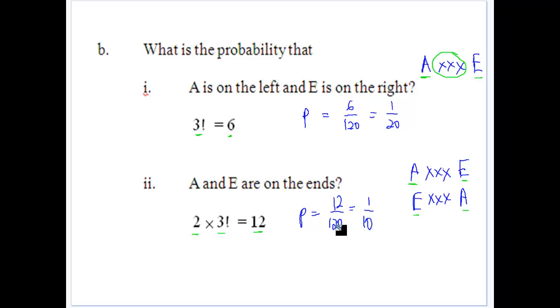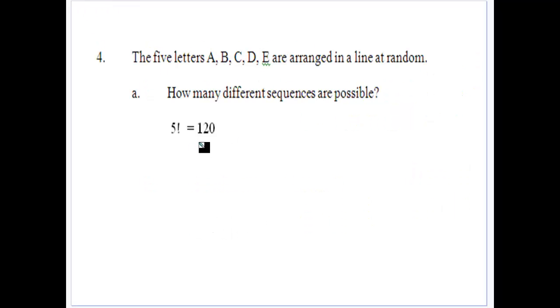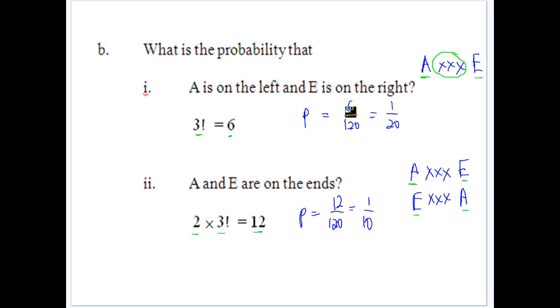As a probability, 12 over the 120 gives us the 1 on 10. So remember, the 120 is coming from the total number of sequences possible, which is the 120. So that's why it's favourable on the total amount.